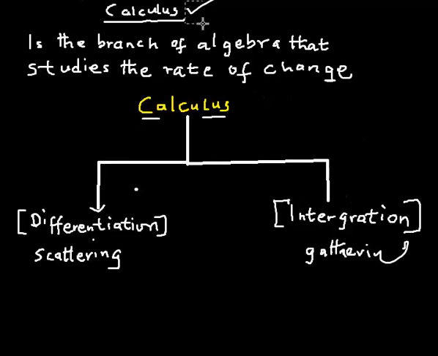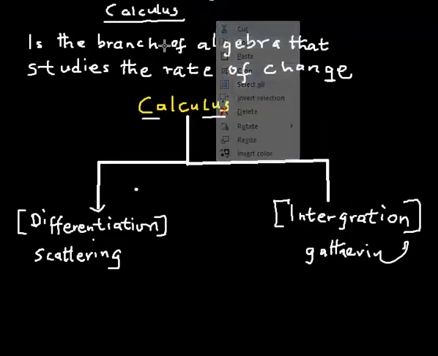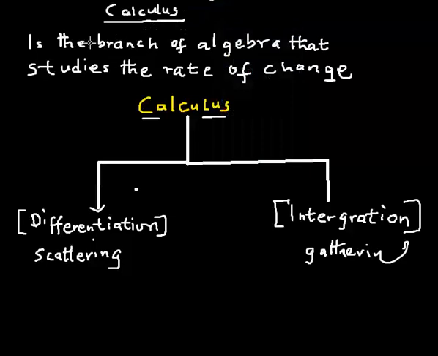So we're going to start by defining calculus. Calculus is the branch of algebra that studies the rate of change. Of course, you know very well that change is a constant in life. Every area of life actually undergoes change. So the study of this rate of change, in any area of life or any field of study, is what that branch of algebra is: calculus.